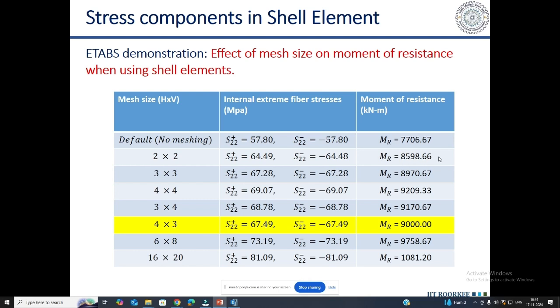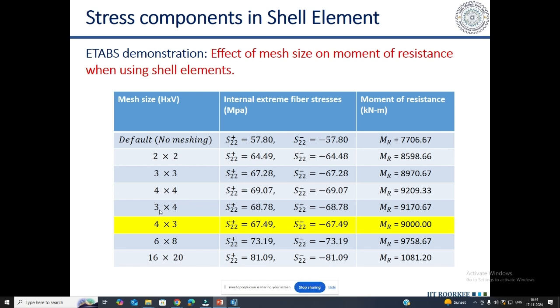Next, I have used a 2 by 2 mesh, and these are the stress values I got, and accordingly my moment of resistance is this much, still different. Then I increased the mesh further to 3 by 3, and these are the stresses, a little bit closer compared to 9000, but still different. Then I used 4 by 4, and now see it exceeded our value. So this mesh is overestimating, going beyond the accuracy we want, so again we have to reduce the mesh.